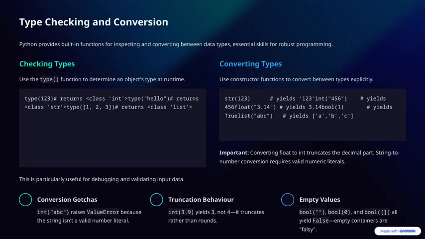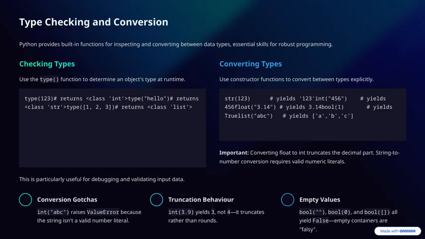Speaking of errors, one common gotcha is trying to convert a non-numeric string with int or float, which leads to a ValueError. For example, int("abc") isn't valid because "abc" isn't a number. Another important point is about truncation. int(3.9) results in 3, not 4, because Python simply cuts off the decimal part. And finally, when it comes to truthiness, empty values like an empty string, 0, or an empty list all evaluate to False in Boolean contexts. These are what we call falsy values, which is a useful concept when writing conditional statements.